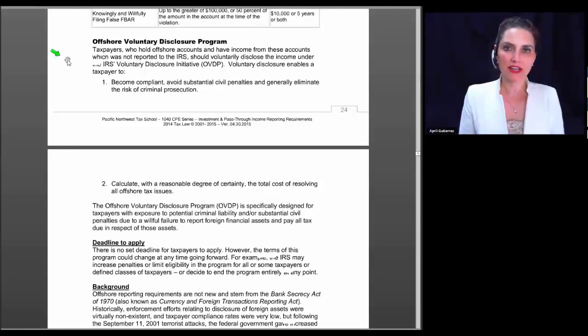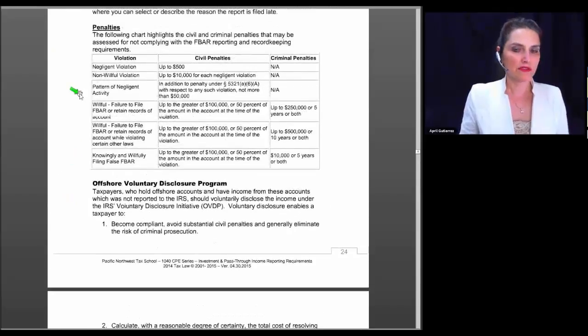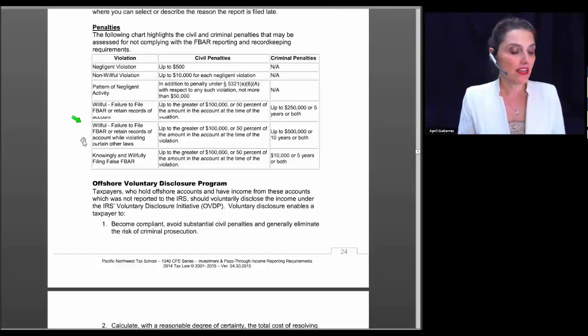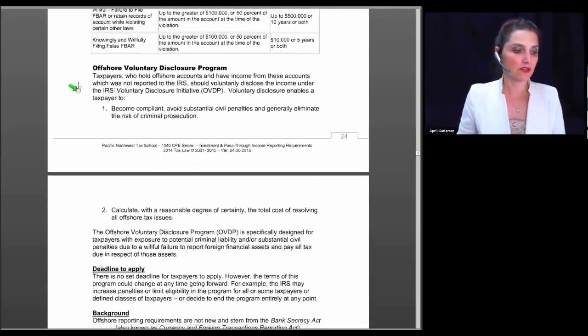So now we're going to talk about something called the Offshore Voluntary Disclosure Program, because you can see up here, I showed you that failure to report your foreign financial accounts can get you in big trouble. And what happens if you're one of these people who knows that you should have been reporting to FBAR all these years, knows you've been not reporting foreign income and you've been doing it on purpose? Is there any way out of this trap? And the answer is yes, there is. There is the Offshore Voluntary Disclosure Program.